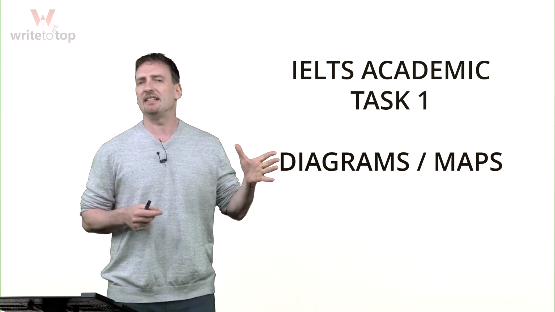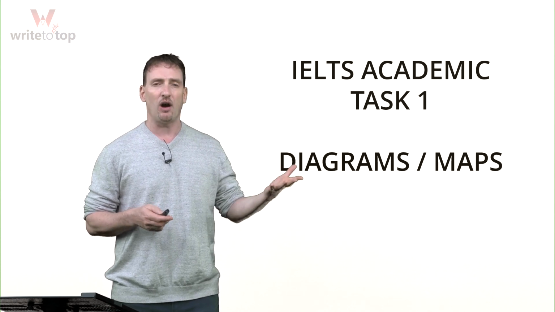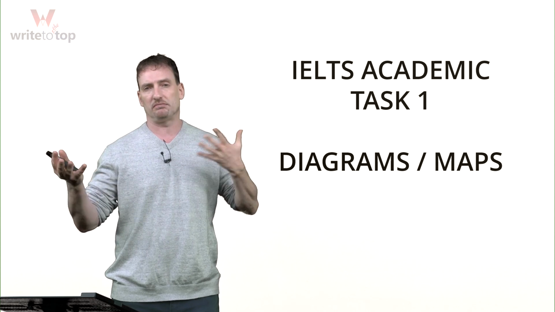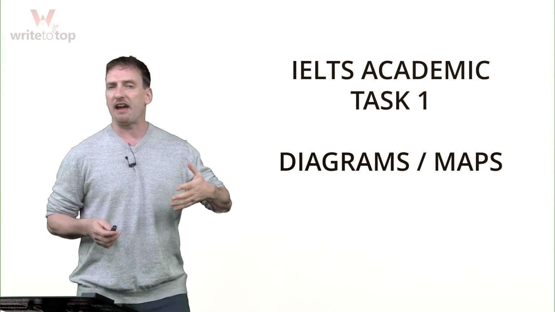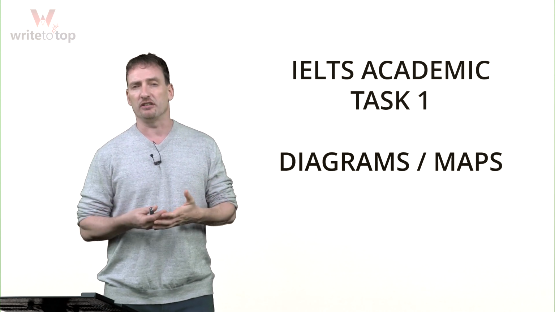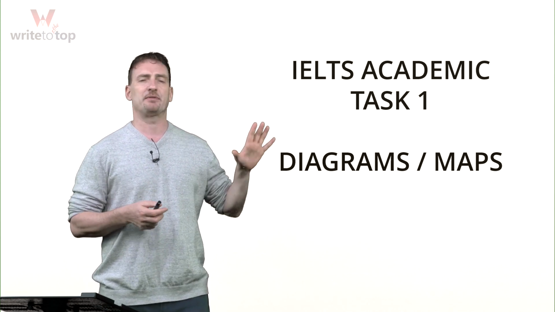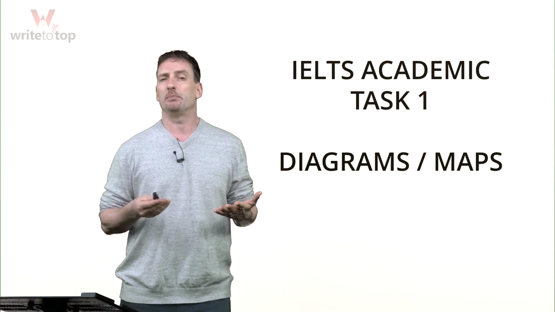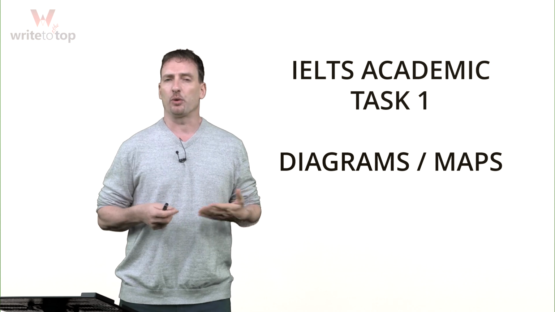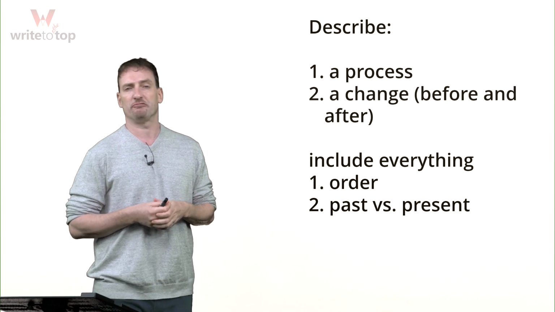And the main reason that you won't see this too often is because this is actually the easiest of the task types. Line graph, bar graph, pie chart, tables, these are all much trickier for a lot of people. The diagrams and the maps tend to be a little bit easier. Why? It's because they're very straightforward. They're a descriptive type of writing, right?